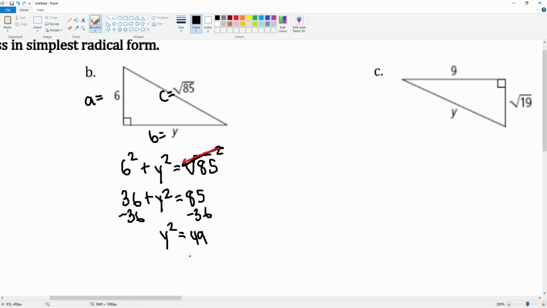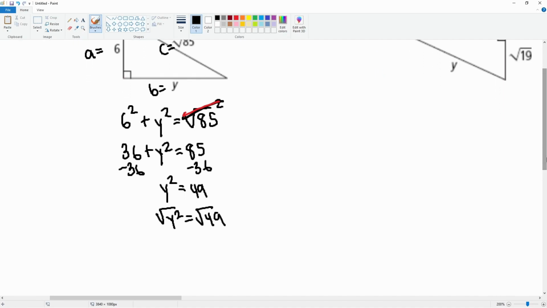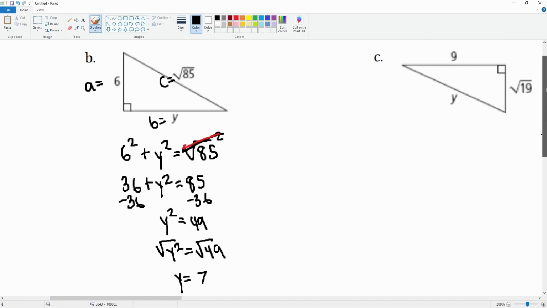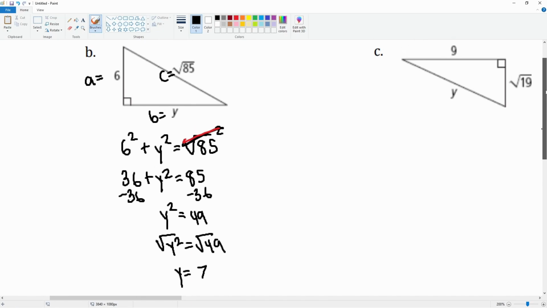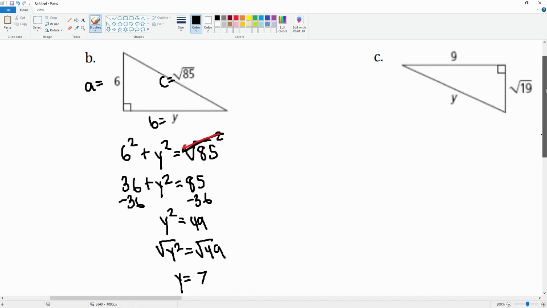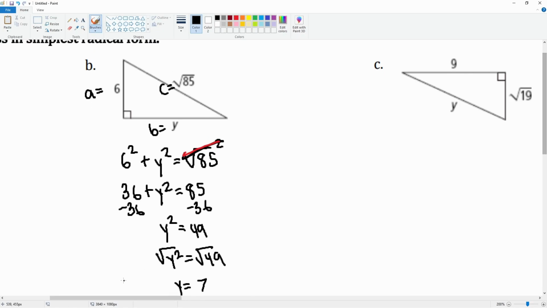If you take the square root of both sides, the square root of y squared and the square root of 49, you will get y is equal to 7. Okay, it's technically plus or minus 7, but the length can only be positive. So the value here is just 7.